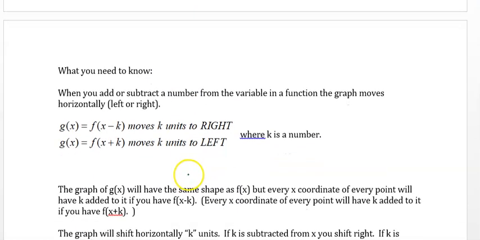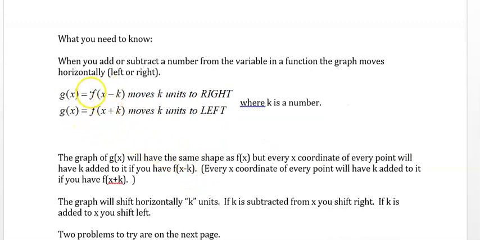So here's the summary. If your new function is f of x minus some number, you move that number to the right. If it's x plus that number, you move that many units to the left. When you group your change with the horizontal variable x, you move the function horizontally.